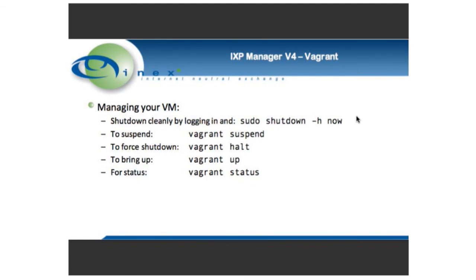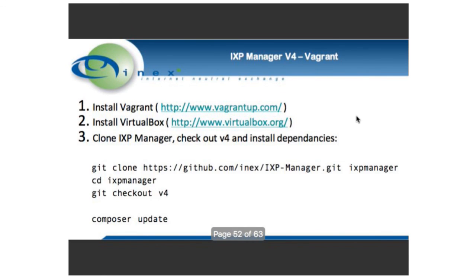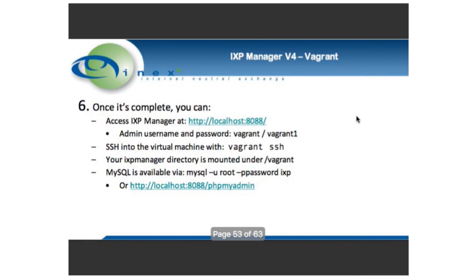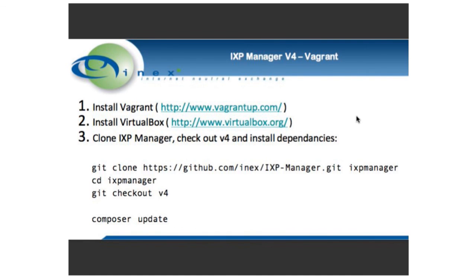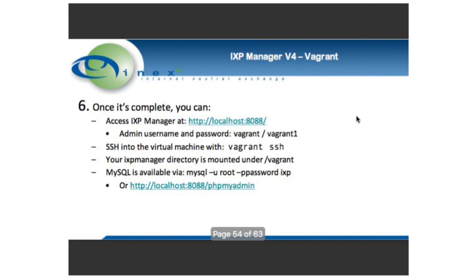And then just for managing it, you can log in and do a sudo shutdown -h to shut it down cleanly. You can suspend it, you can just force shut it down, you can bring it back up, and you can get status. So it makes it really easy, even if you wanted to just check out IXP Manager, see what it's like and you haven't done it before. You're really just talking about 6 steps, 5 steps even, and it's up and running on your local system.